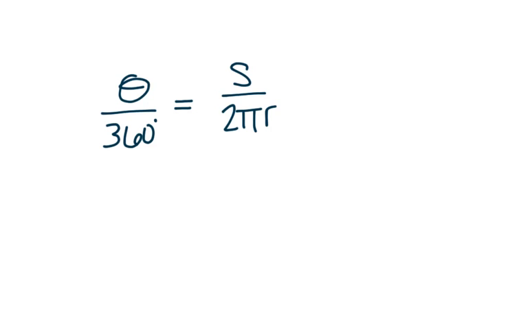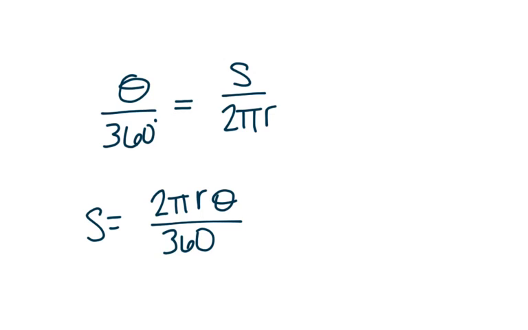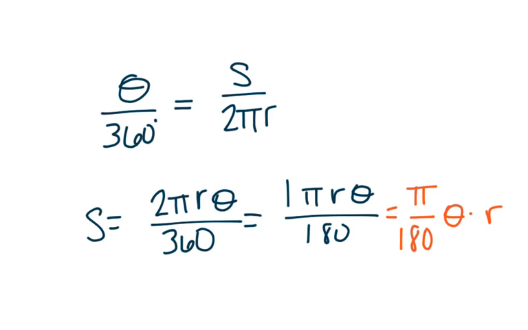So this was the general proportion that I set up to start with. So when I solve for s, my arc length, I get that arc length equals 2 pi r times theta over 360. Now I can reduce that 2 over 360, and I get that pi r theta over 180 is my arc length. Now I want you to notice, our conversion factor to get from our angle in degrees to radians was pi over 180. So I can rewrite this, and it's pretty explicit. Here we have our conversion factor times our number of degrees times our radius.